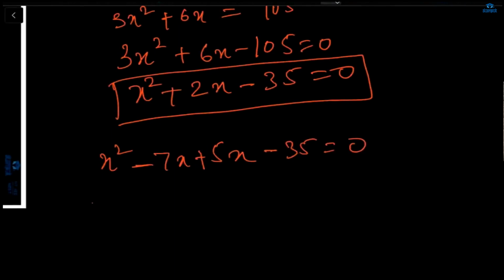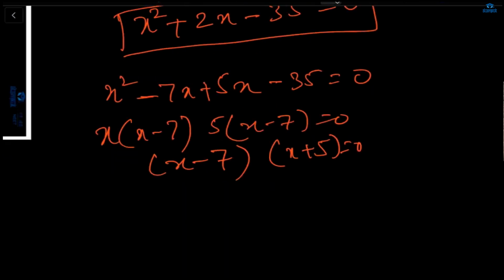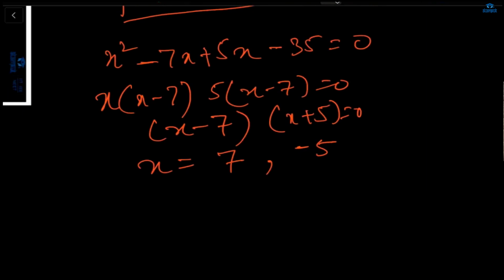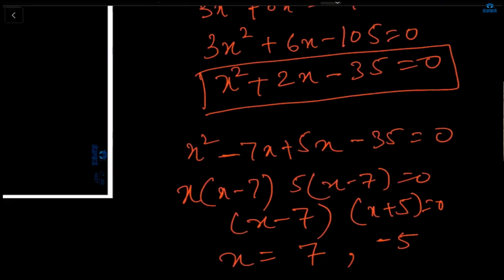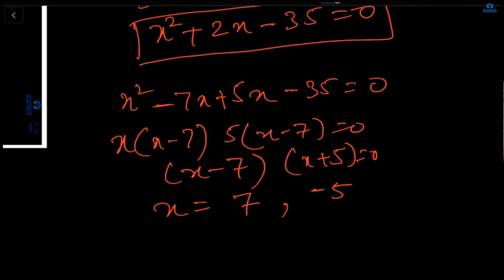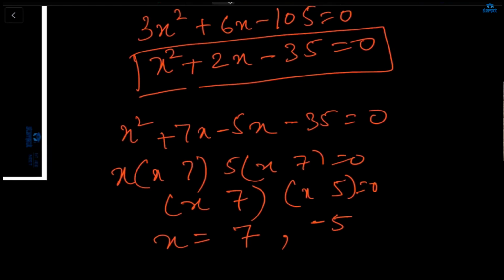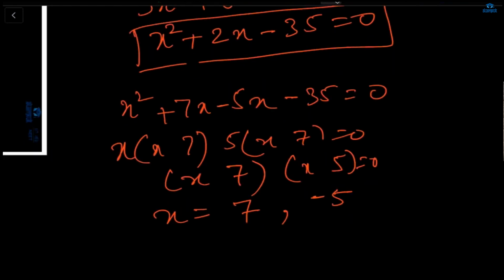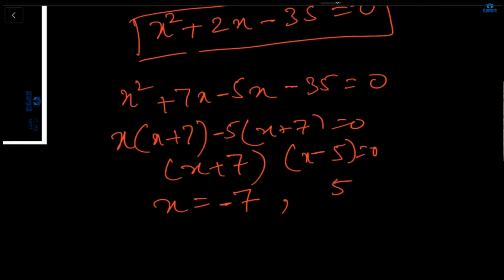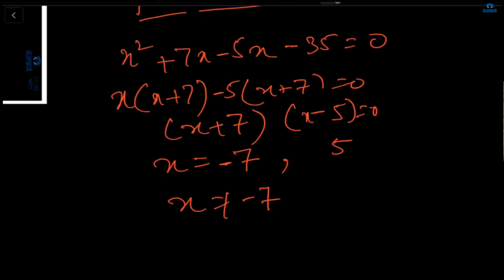So here we are going to take common. x minus 7, and here it will be 5, x minus 7. So value of x will be equal to 7 and minus 5. But see, x is equal to minus 7 will be there, no? It will be plus 7 and minus 5, because here I thought minus is there, but here minus is not there. So it will be plus 7, minus 5 will be here. x will not be equal to minus 7. x will be equal to 5.